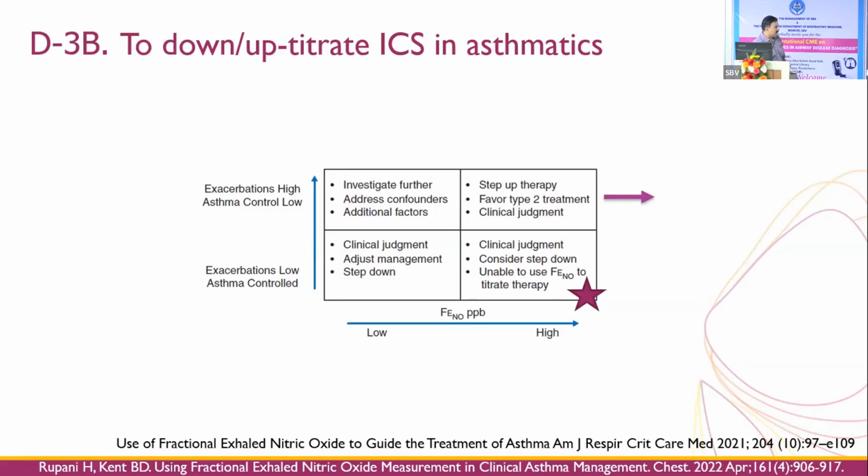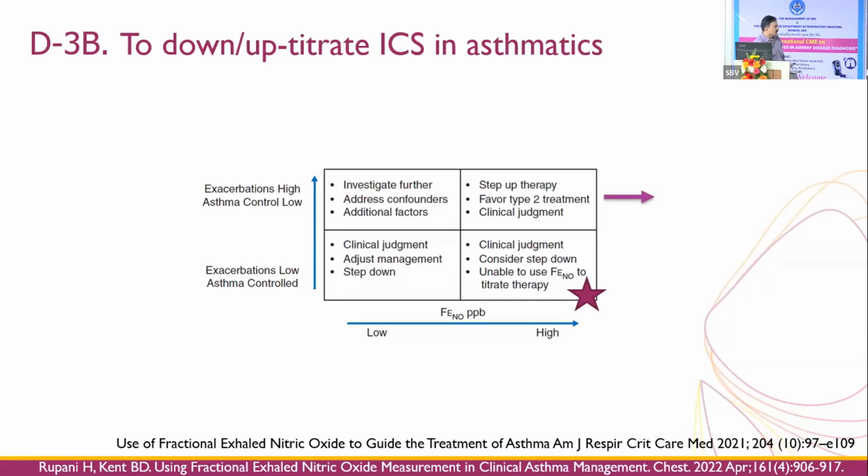However, if the patient's symptoms and exacerbations are low and the FeNO is high, you cannot use FeNO to titrate therapy here. You should probably not be up-titrating the inhaled corticosteroid, because we know that 20% of patients can have high FeNO. Second, it is possible that they're having other comorbidities which are elevating the FeNO, say rhinosinusitis, etc. So you need to look at the comorbidities also and see whether other causes of elevated FeNO are there before you consider adjusting your ICS dose here.